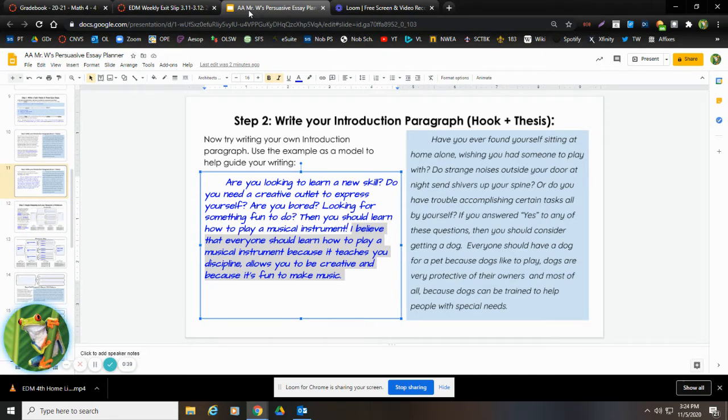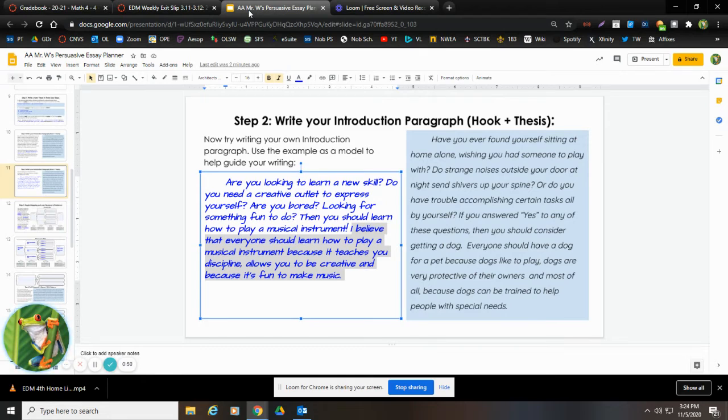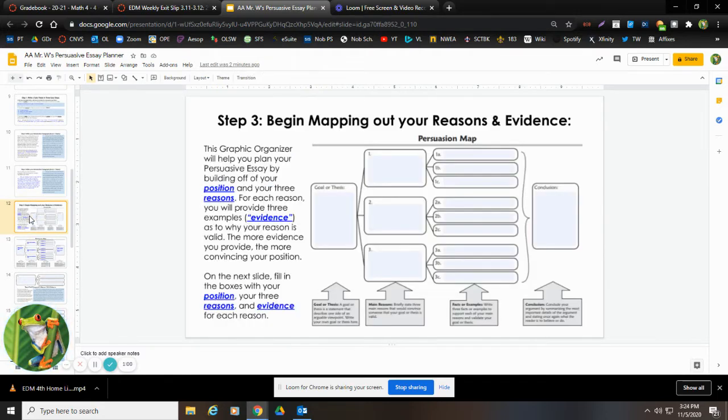Okay, I believe that everyone should learn how to play a musical instrument because it teaches you discipline, allows you to be creative, and because it's fun to make music. So in order to get my readers to believe my thesis, I got to give them more information. I got to give them more stuff to ponder. And that's where this persuasion map comes in handy.